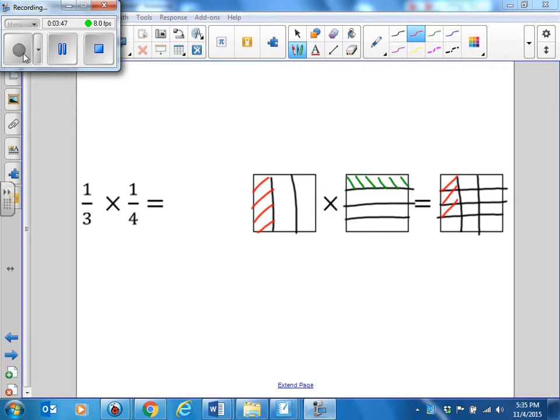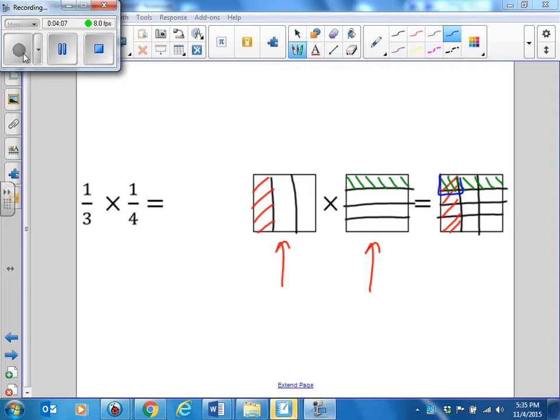Okay, now I'm going to go ahead and shade them to be just like the other 2 pictures. So there now, they're shaded just like this one and this one. And what I want to know is, where do the colors overlap?